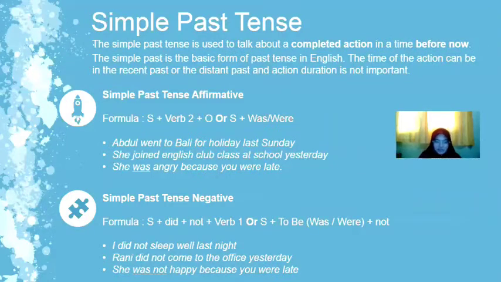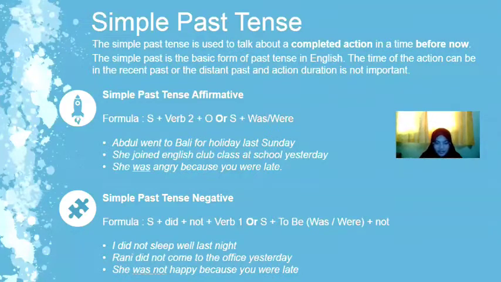The simple past tense is used to talk about a completed action in a time before now. The simple past is the basic form of past tense in English. The time of the action can be in the recent past or the distant past, and action duration is not important. Simple past tense affirmative.